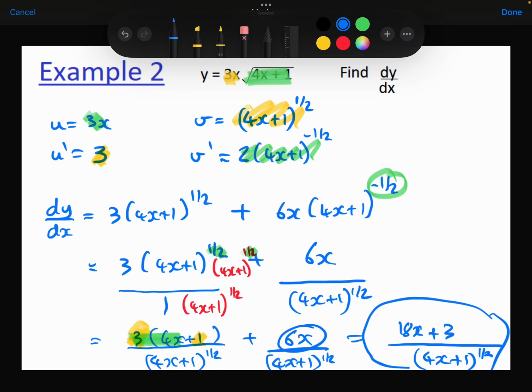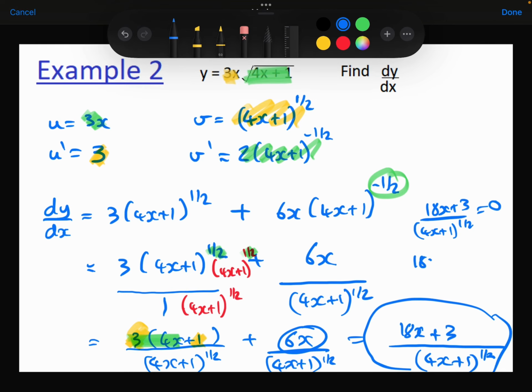And again, once I've made it look like that, it's nice and easy to find stationary points because I can just say 18x plus 3 over 4x plus 1 to the power of a half is equal to 0. Which means that 18x plus 3 is equal to 0, so x would be minus 1/6, and that would be the x coordinate of my stationary point, should I need to find it. So that's how we can simplify our gradient function if we have a power of -1/2.